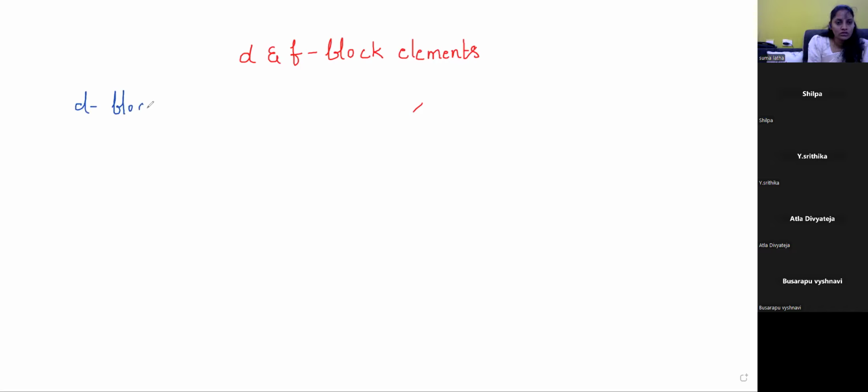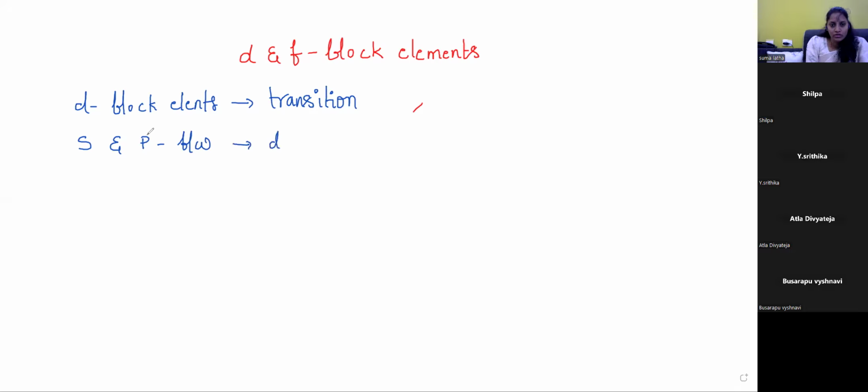D block elements, also known as transition elements. D block elements also known as what? Transition elements. Why we call them transition elements, we will learn, okay? And these D block elements lie between S block and P block. Between S and P block, D block elements are arranged.